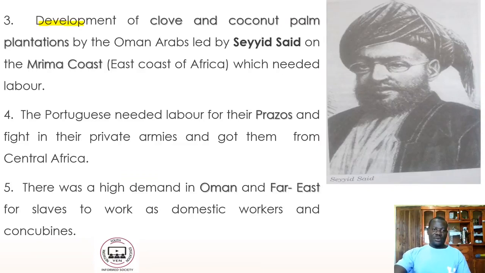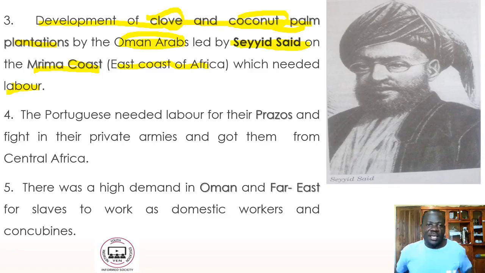The third external factor was the development of clove and coconut palm plantations by the Oman Arabs, led by Seyyid Said, on the Mrima coast, that is on the east coast of Africa. These plantations needed a lot of labor, so they turned to East Africa and Central Africa for slaves to work on the clove plantations.